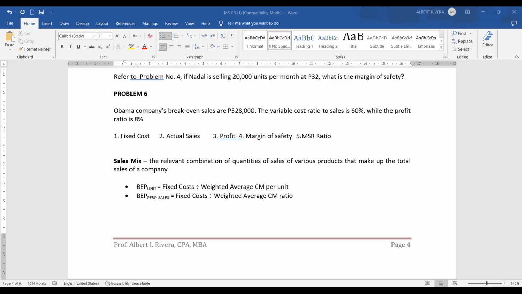So let's copy this in Excel. Sir, hindi po pala napapakita sa yung Excel niyo po kanina po. Ah, ganun. Yes, po, sir. Sige.